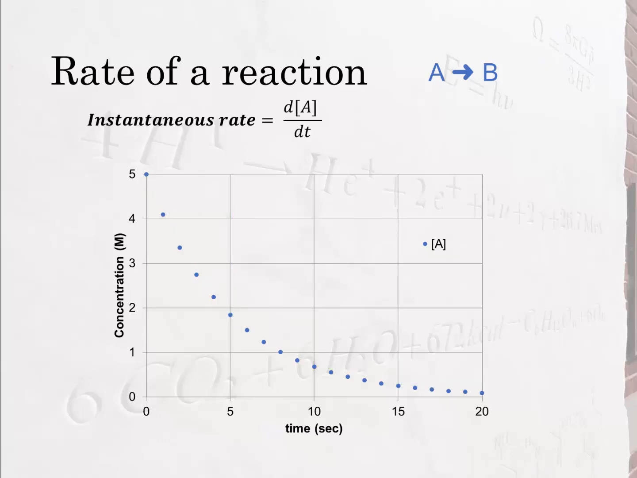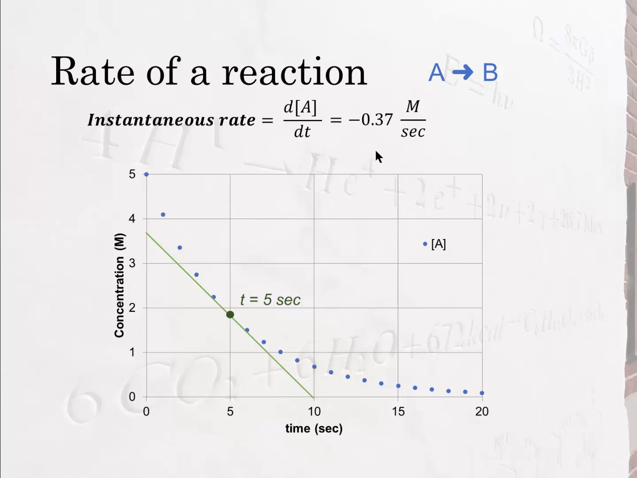Another way to express the change in concentration of reactant A is the instantaneous rate, dA/dt. If the plot represents the function A of t, then the first derivative is the slope of a tangent line at a given point. Here's the tangent to the curve after 5 seconds. The slope is negative 0.37 molar per second, which is the rate of change of A at this instant.